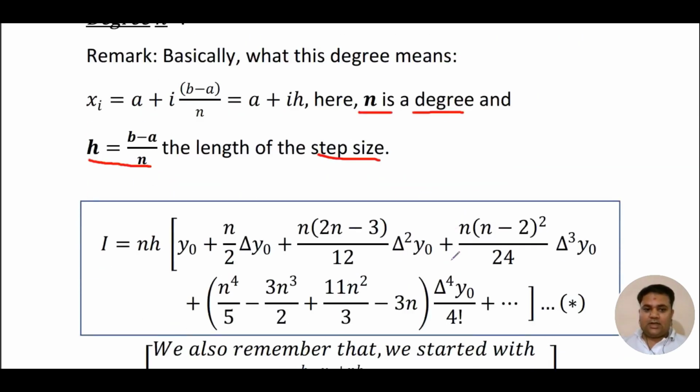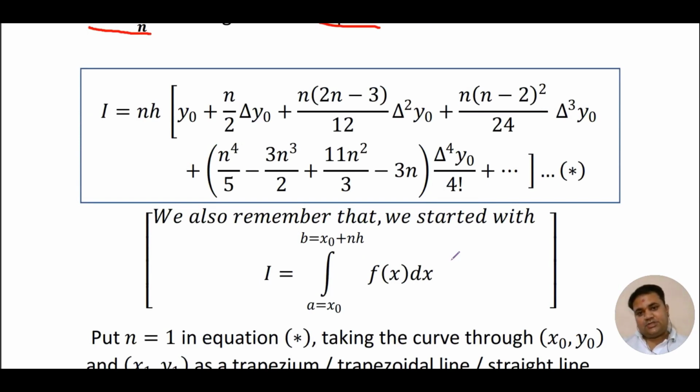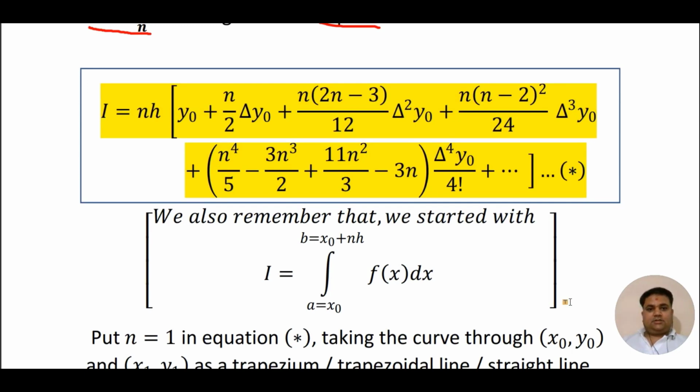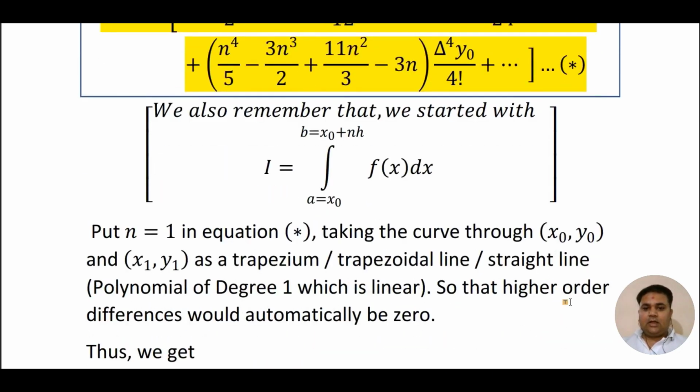So let me show you quickly this Newton-Cotes quadrature formula. You can see here in box 1, this is the Newton-Cotes quadrature formula. Okay, so we want to start with finding any integral, for example, I is equal to integration a to b f(x) dx. We are given any integral to find out, and we have to develop various methods.